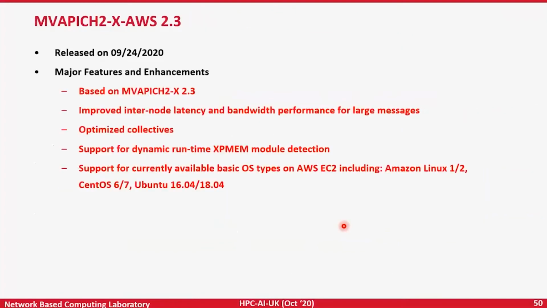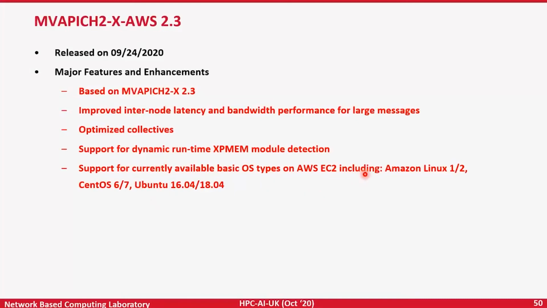On the AWS side, as I indicated earlier, they have a specialized adapter called EFA, Elastic Fabric Adapter. It's not InfiniBand, but we have an MVAPICH2-X version for that EFA adapter. So we have been making releases. We just made a release a few weeks back. Here again, support is currently available for their basic OS types.